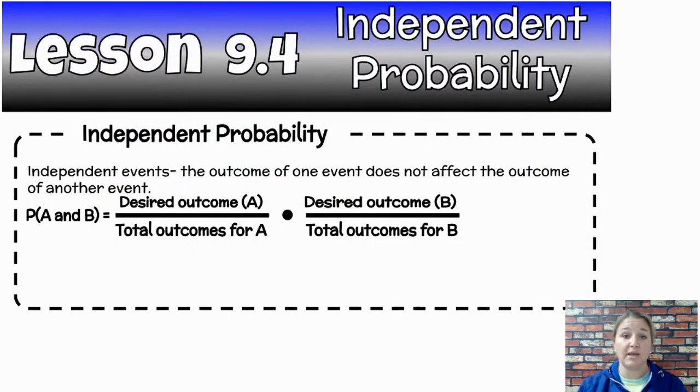We're going to continue talking about probability. In this lesson, we're going to look at the probability of two events happening, but these events are called independent. This is where the outcome of one event doesn't determine the outcome of the second event.